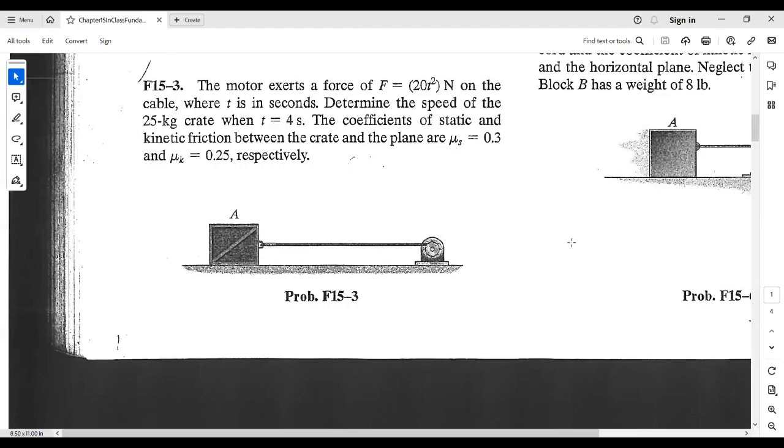We're going to now look at this problem, F15-3. It says the motor exerts a force of 20t squared newtons on the cable, where t is in seconds. Determine the speed of the 25 kilogram crate when t is 4 seconds. The coefficients of static and kinetic friction between the crate and the plane are 0.3 and 0.25 respectively.